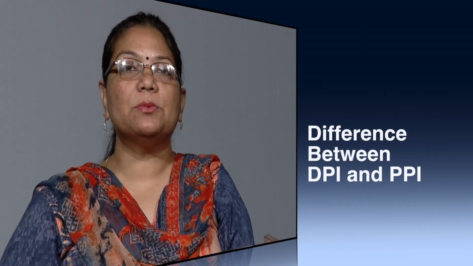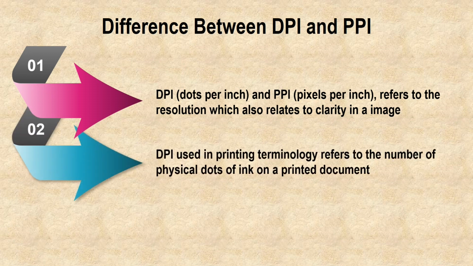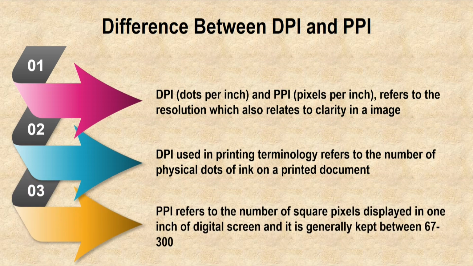Difference that exists between DPI and PPI. Generally, DPI and PPI refer to the resolution, which also relates to the clarity of an image. DPI, or dots per inch, is used in printing terminology, and it refers to the number of physical dots of ink in a printed document. Further, pixels per inch, or PPI, refers to the number of square pixels displayed in 1 inch of a digital screen, and it is generally kept between 67 to 300. So, these kinds of units are needed in order to express the resolution of an image.